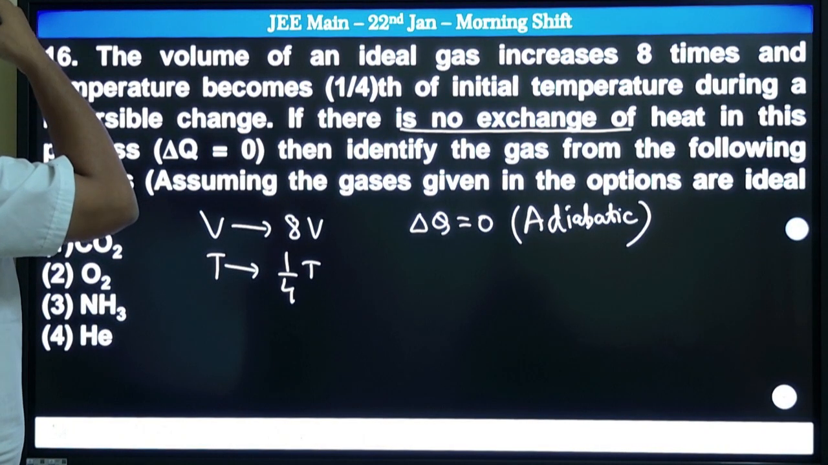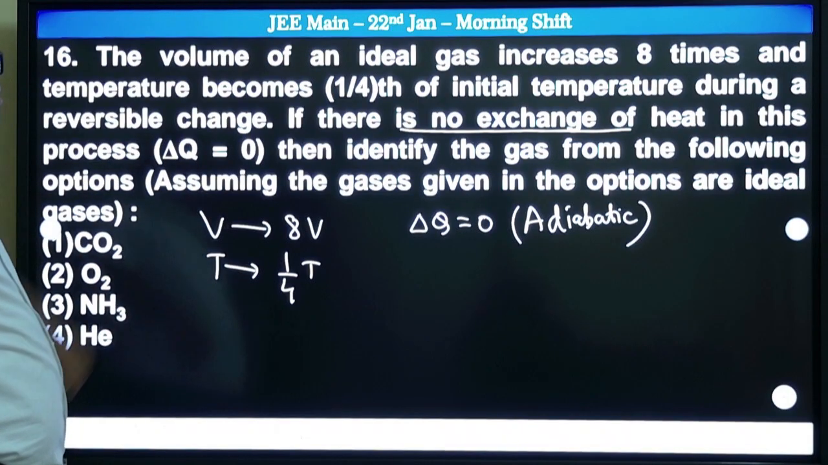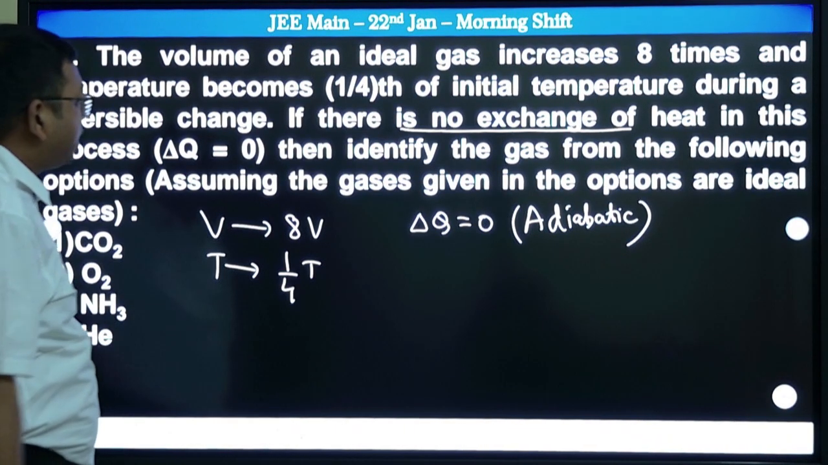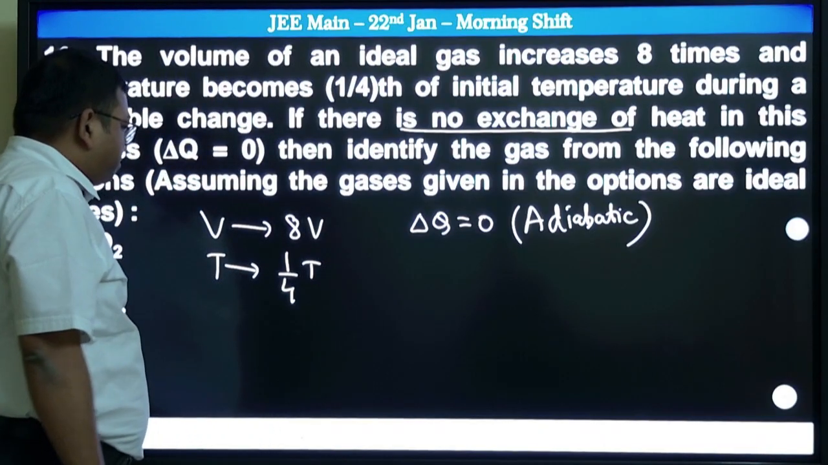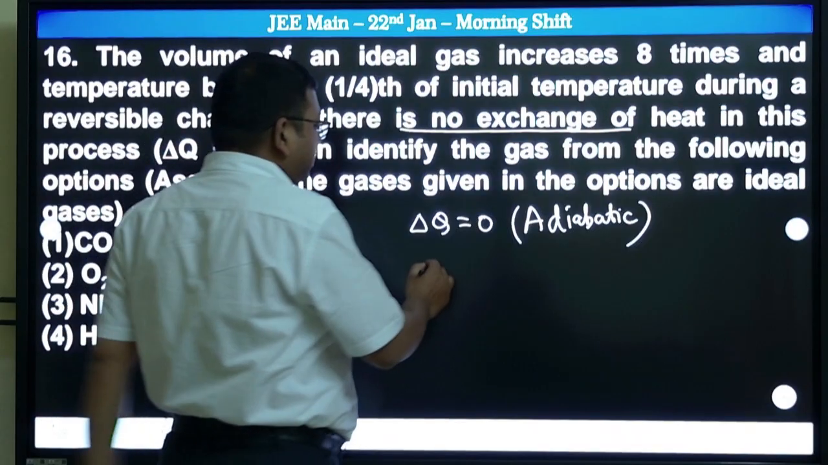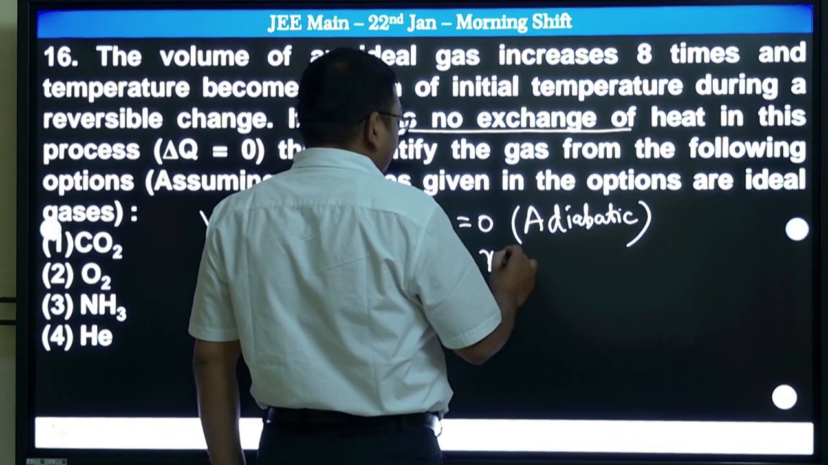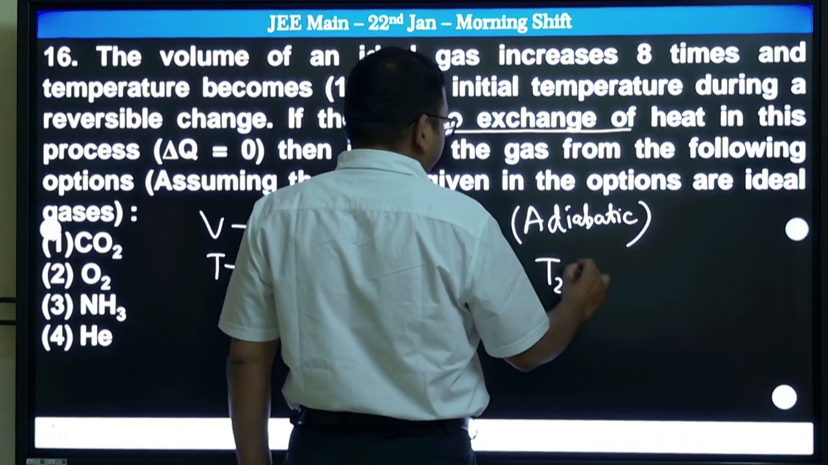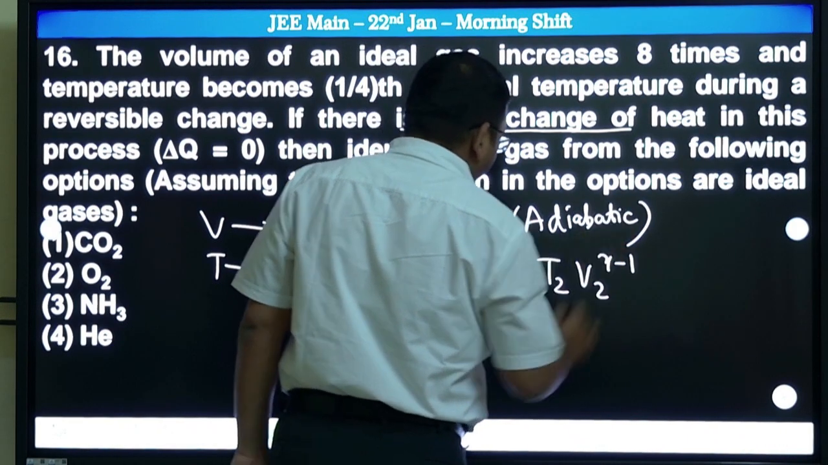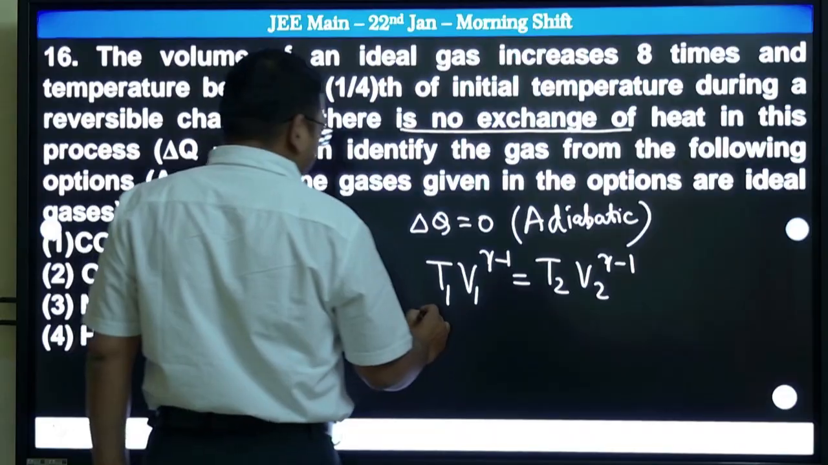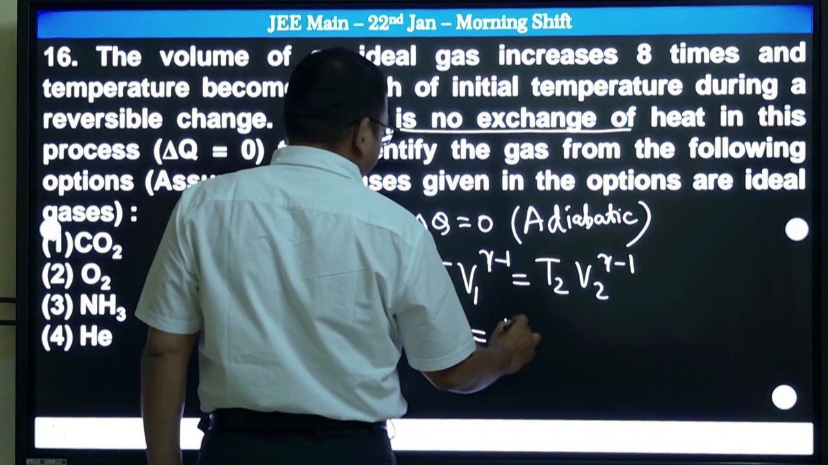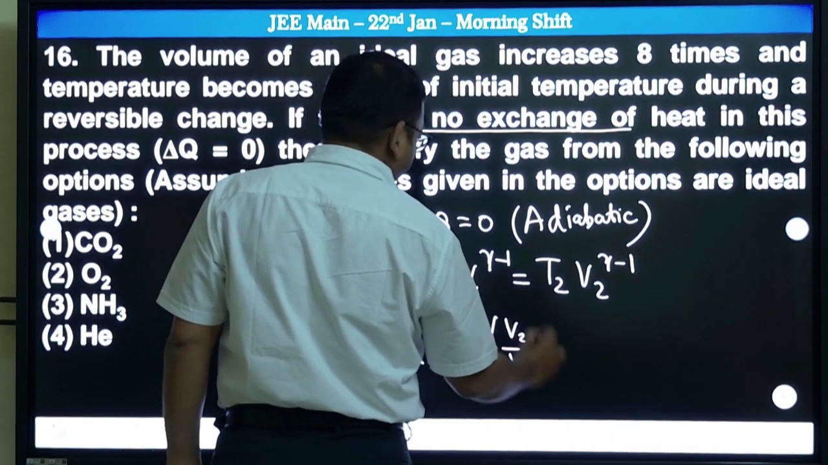Once you got this idea, then think about it. What are they asking? Anyway, they have also written it very clearly. Then identify the gas from the following options, assuming the gas given in the option is an ideal gas. Ideal gas we have to take. Temperature-volume relation: T V power gamma minus 1 should be constant, right? So T1 V1 power gamma minus 1 equals T2 V2 power gamma minus 1. So the ratio T1 by T2 is V2 by V1 power gamma minus 1.